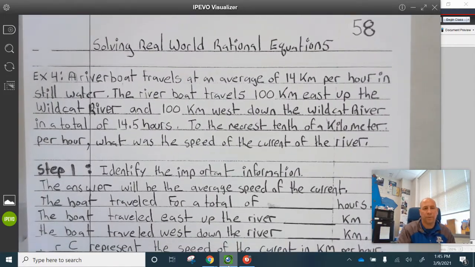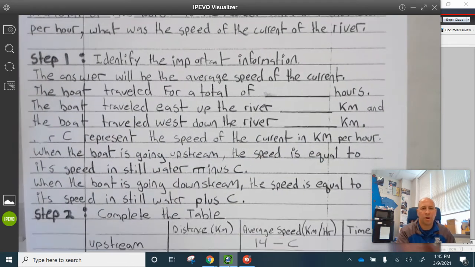All right, example 4. A riverboat travels at an average of 14 kilometers per hour in still water. The riverboat travels 100 kilometers east up the Wildcat River and 100 kilometers west down the river in a total of 14.5 hours. To the nearest tenth of a kilometer per hour, what was the speed of the current of the Wildcat River?